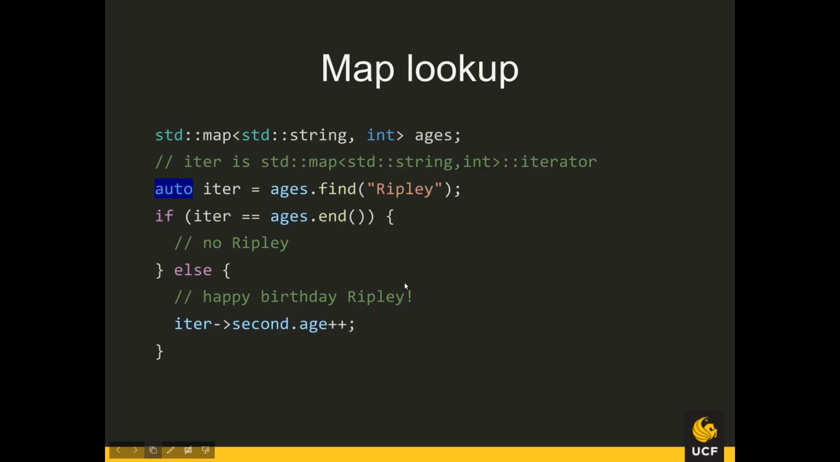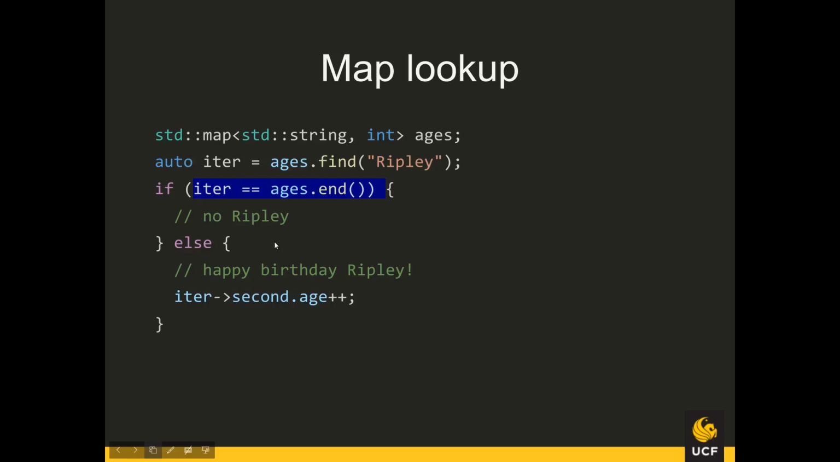So lookup methods like find use end as a flag to say, hey, this didn't exist in the collection, I couldn't find it. So here, if iter is age's end marker, end iterator, then we have no Ripley, which is very, very sad because Ripley is awesome. Otherwise, iter is going to refer to the entry in this map that talks about Ripley. I just talked about that.